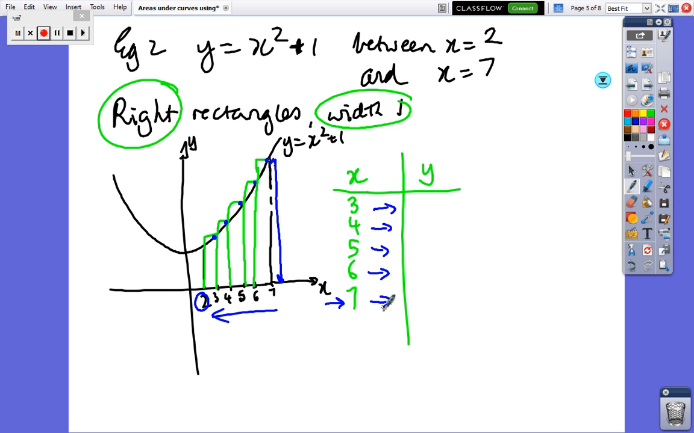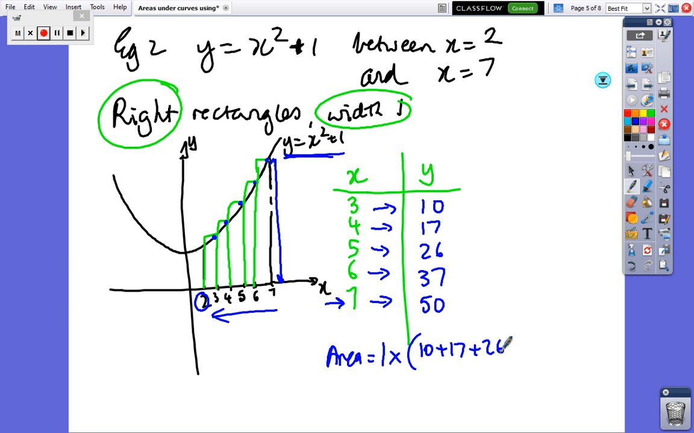Okay, so with y equals x squared plus 1, 3 gives us 10, 17, 26, 37, and 50. And the area of a rectangle is length times width, but this time each of them are 1, and then we just add those numbers together. And when you do that calculation, you get 140 units squared.